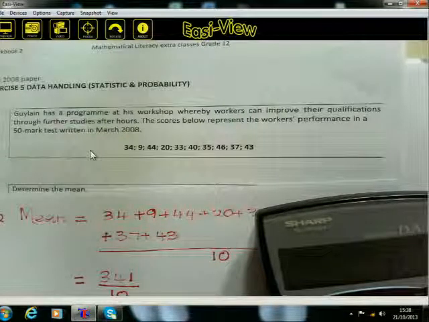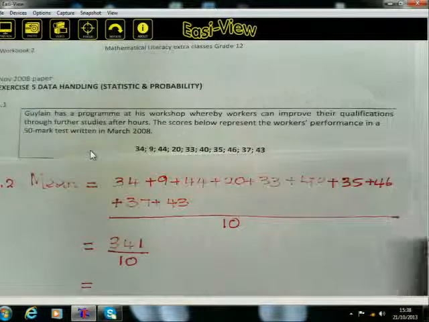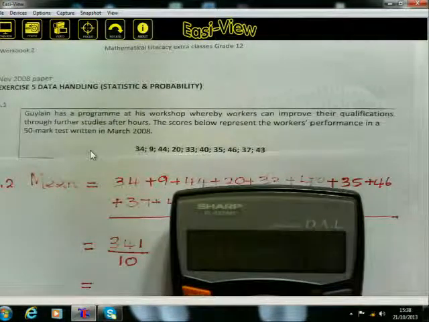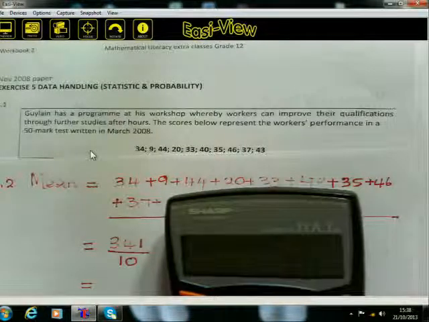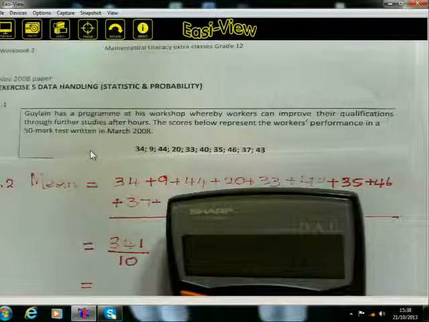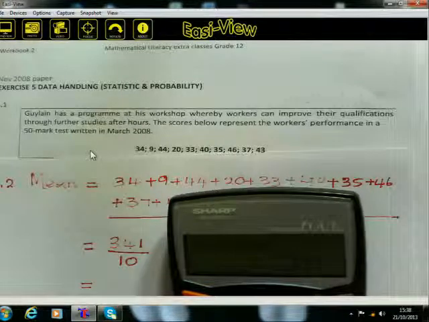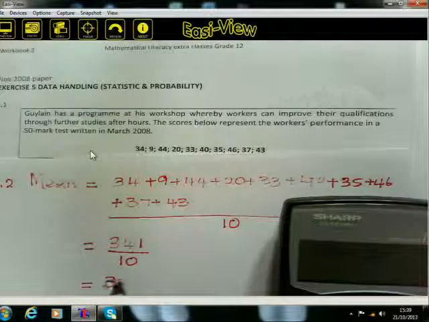Then you go to another step. So we had to arrive at the answer. Then you take your calculator again. You say 341, you divide it by 10. Then your answer will be 34,1. Yes, I can see you have found it. It's 34,1. Let us write it down. It's 34,1.